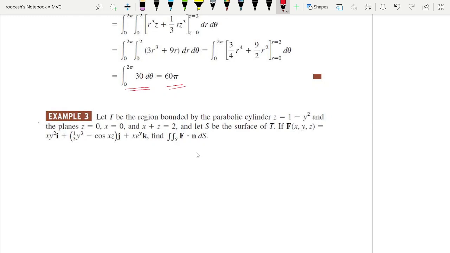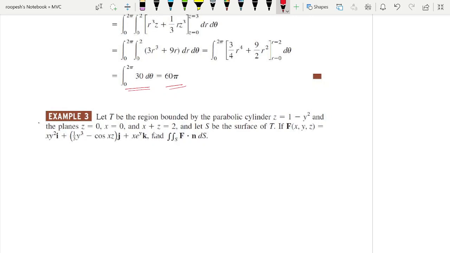That means the cross section should be a parabola. Okay, so the parabolic cylinder z equal to 1 minus y square, and first we should draw the parabola 1 minus y square, and the plane z equal to 0. Z equal to 0 means the xy plane, right? Then x equal to 0. X equal to 0 means the y axis, right?